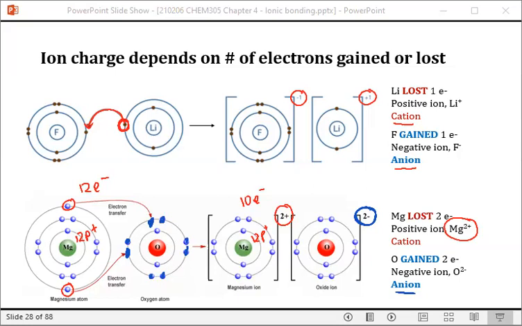For the anions, if an element gains electrons, it's gaining negative charge, so it's going to make an anion, a negatively charged ion. And the number of charges is the number of electrons that it gained. So if oxygen gains 2 electrons, the charge on that oxygen ion is 2-. If we had something like nitrogen and it gained 3 electrons, the charge would be 3-. So the number for the charge corresponds to the number of electrons that were transferred. And if an atom is giving up electrons, it's going to have a positive charge. And if it's gaining electrons, they're going to have a negative charge.